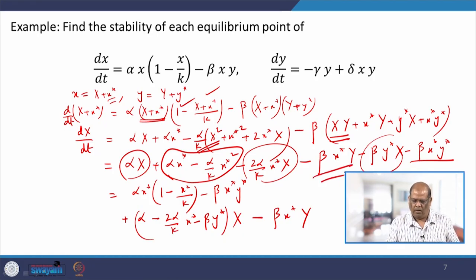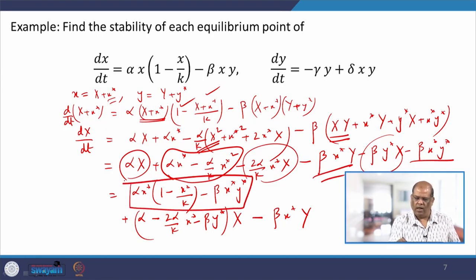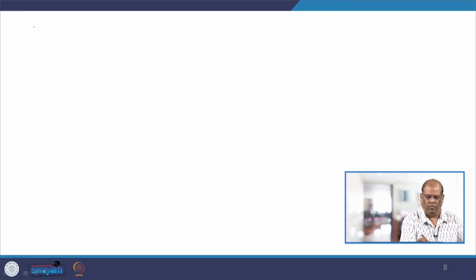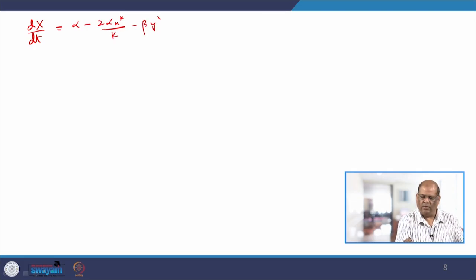Now, if you look at this term, this is nothing but this term where you put x equal to x star and y equal to y star. And since x star y star is the equilibrium solution, obviously this is going to be 0 and hence this term is equal to 0. So, you are left with this and this. Now, let us simplify the second equation. So, for the dx dt, you are left with alpha minus 2 alpha x star by k minus beta y star into x, minus beta x star into y.